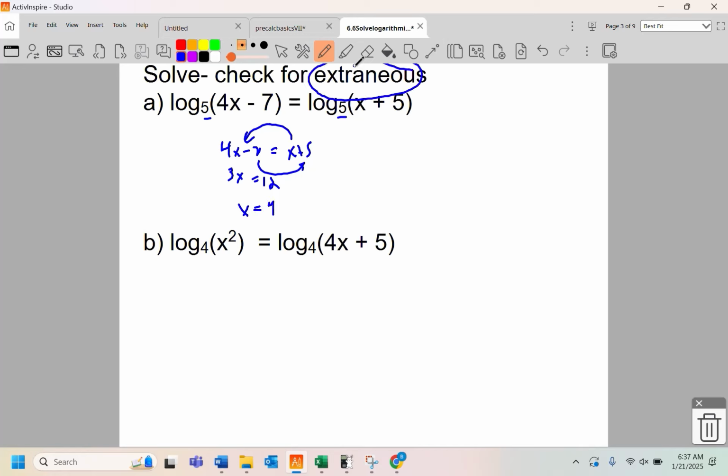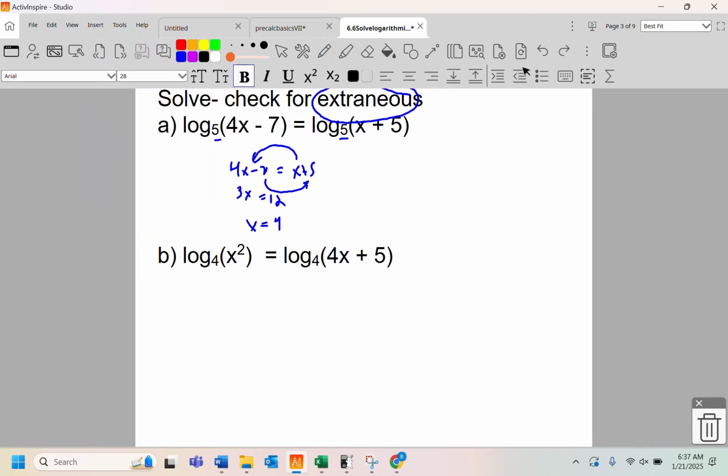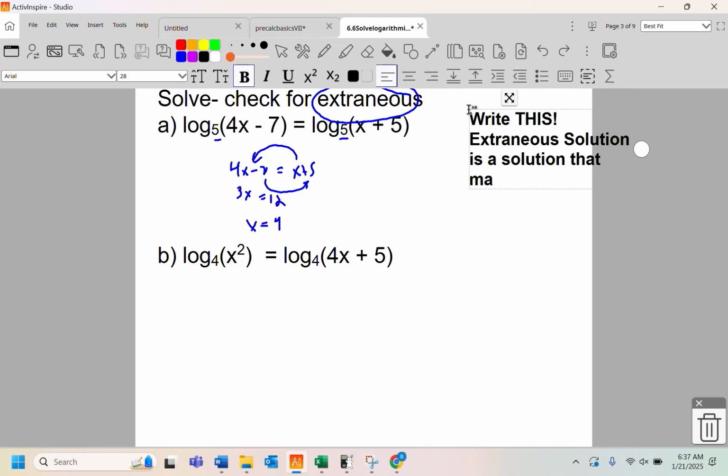Now you see where it talks about checking for extraneous? So there's two big things here that you need to be writing. You need to write this, okay? An extraneous solution is a solution that makes no sense. It just won't work. Also, what you need to be writing down is the domain of a logarithm.